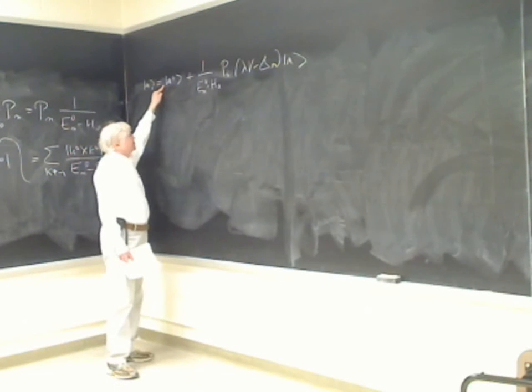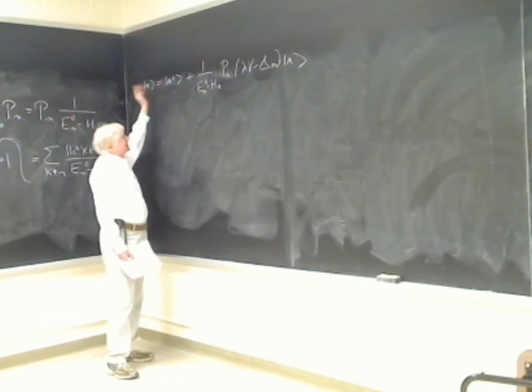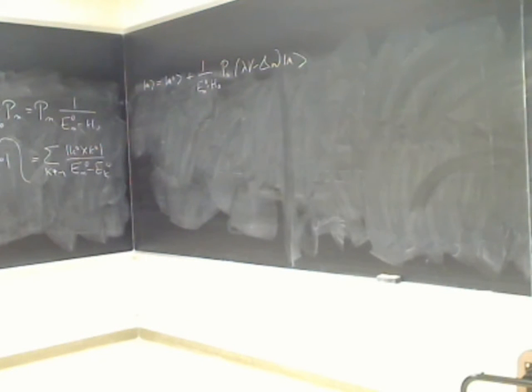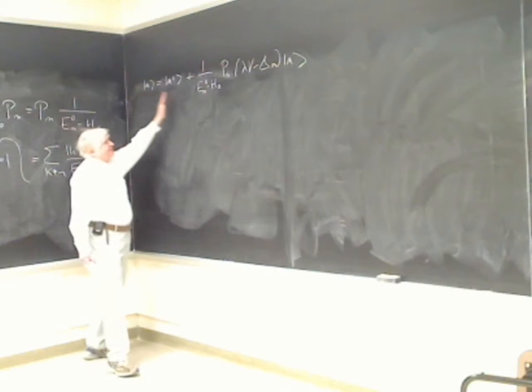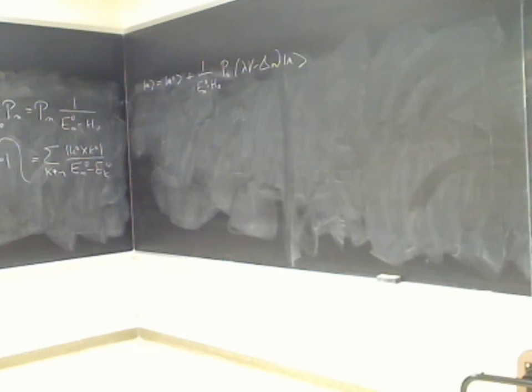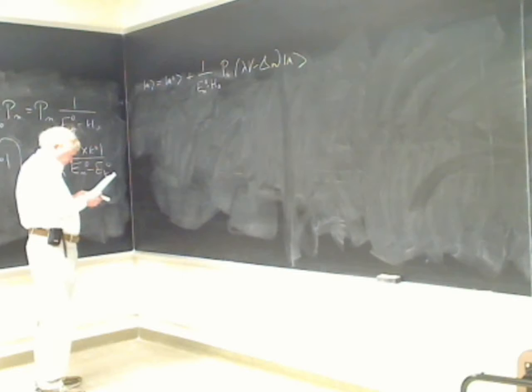Now, literally, we should put in a parameter here that depends upon lambda, but that only affects basically the overall normalization. So we're going to set that equal to 1. That's just to simplify the notation. So the state n that we find by solving this equation isn't going to be normalized, but we can worry about that later and normalize it. So this is the equation that we want to solve.